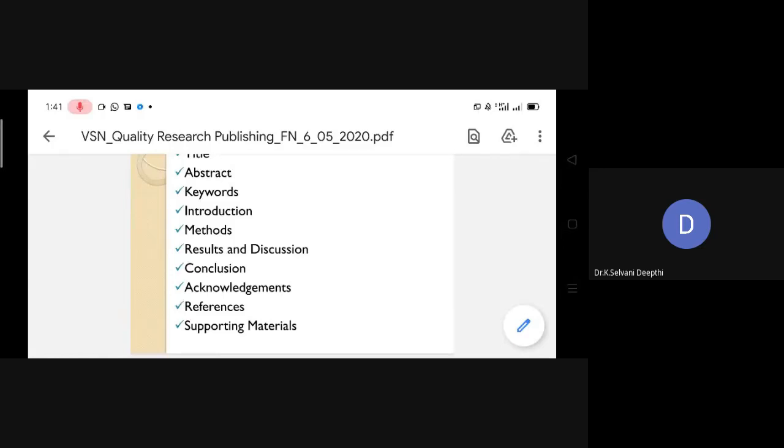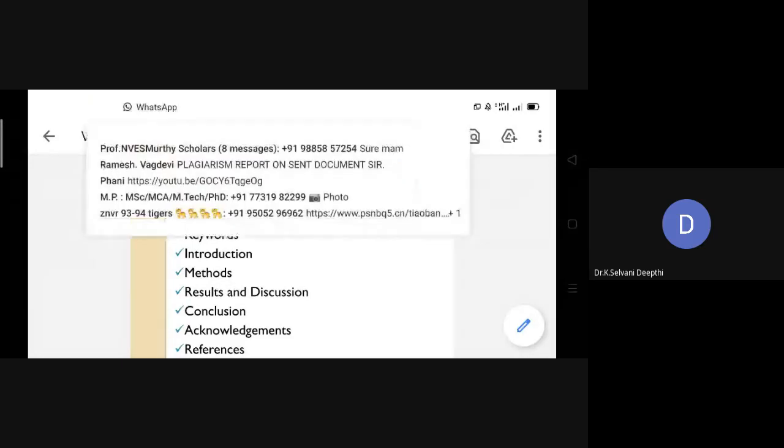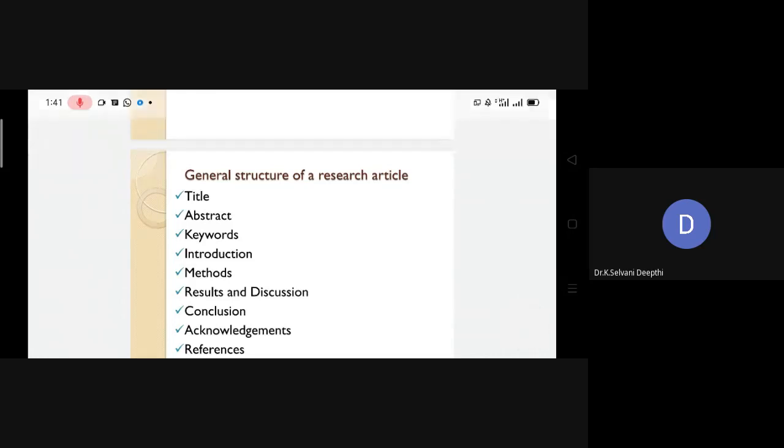What is the structure? First, we have to write the title. After that, we have to write the abstract. After that, you have to write keywords, introduction, and methods. The method is the inventive thing you are proposing. That is the proposed method you have to devise. The method is very, very important to address the given problems.